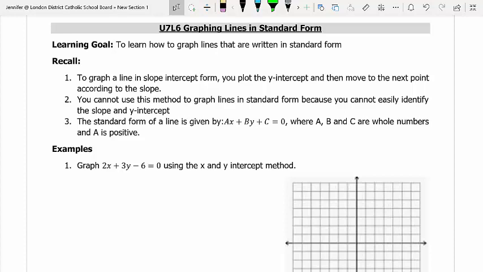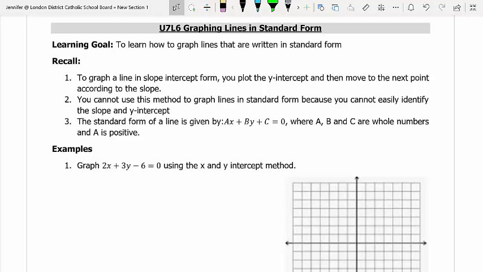Unit 7, Lesson 6, Graphing Lines in Standard Form. So today I'm going to teach you how to actually graph a line that's in standard form. Yesterday I taught you how to figure out the x and y intercepts. Today we're going to use that to actually graph the line.